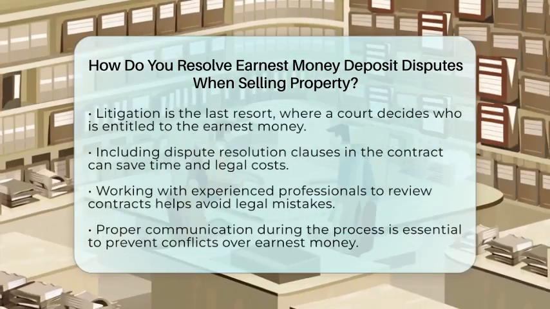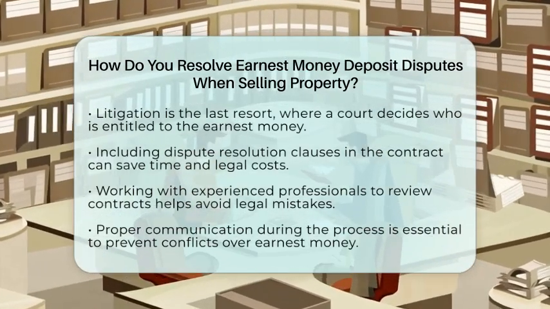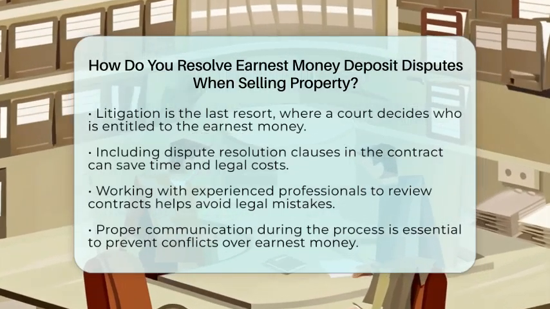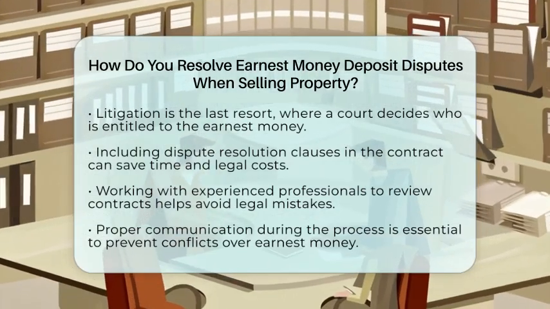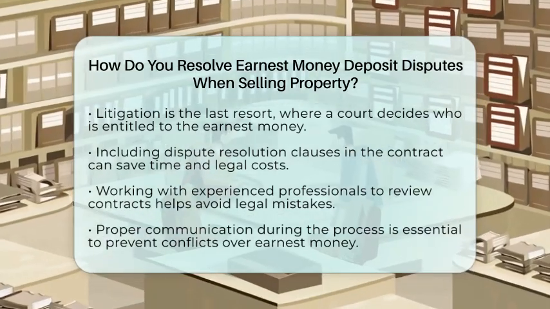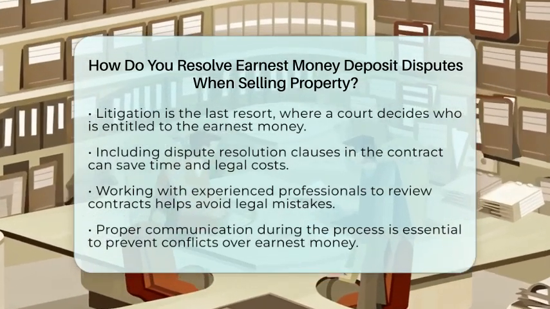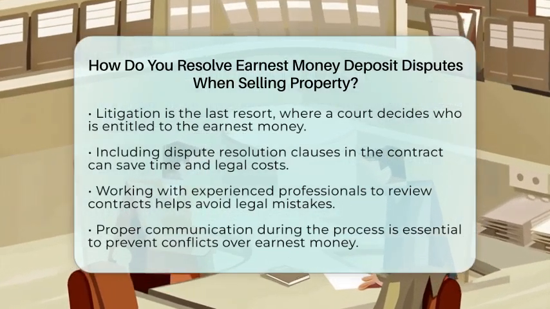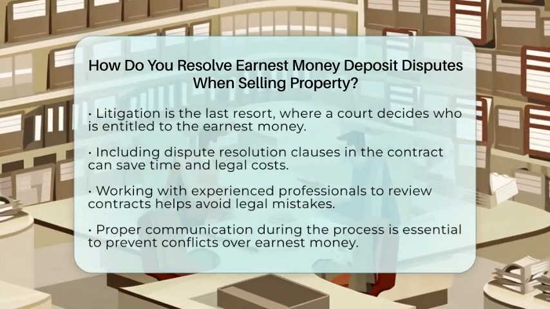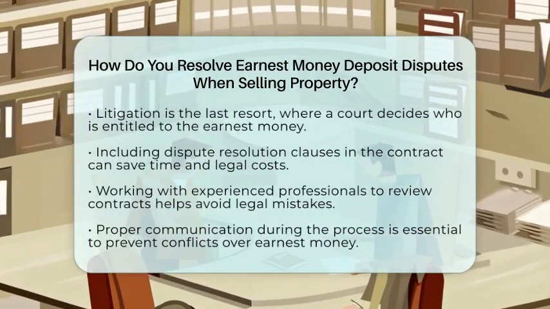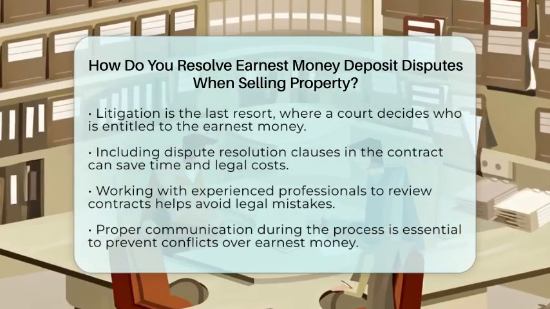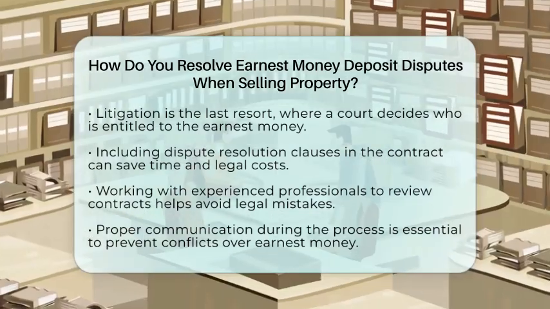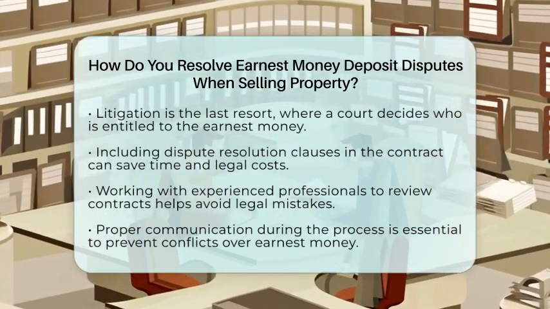To prevent disputes, it's best to clearly state all contingencies and conditions for refund or forfeiture of the earnest money in the contract. Working with experienced real estate professionals and attorneys to review the contract before signing can help avoid misunderstandings. Clear and prompt communication about any issues during the transaction is also key. Including clauses that specify mediation or arbitration before going to court can save time and money.